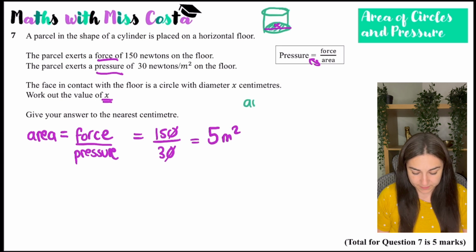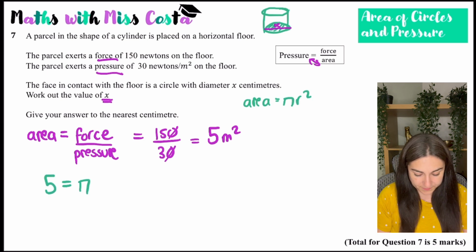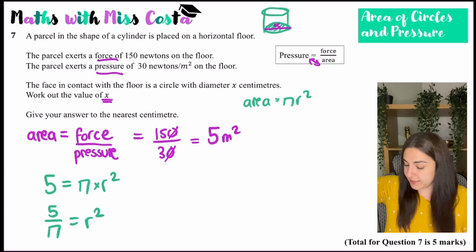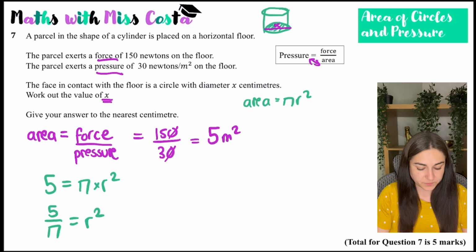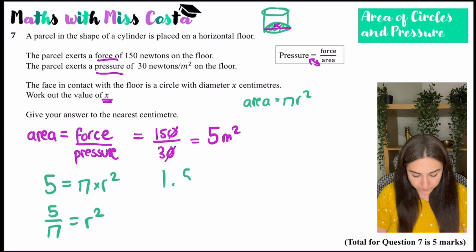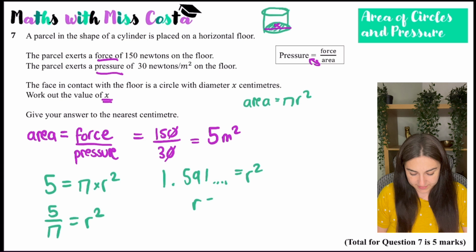Now once again, what's the formula for the area of a circle? It's pi times radius squared. So I know that 5 is equal to pi times by radius squared. So if I just rearrange that, 5 over pi is the radius squared. And let's type that into a calculator. So 5 divided by pi is 1.591, which is the radius squared. So the radius is going to be the square root of that.